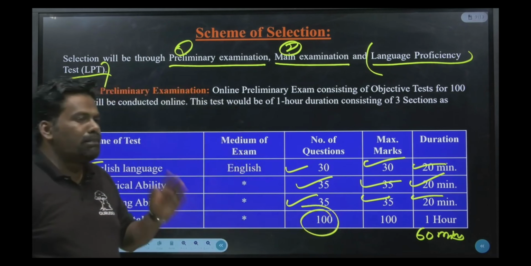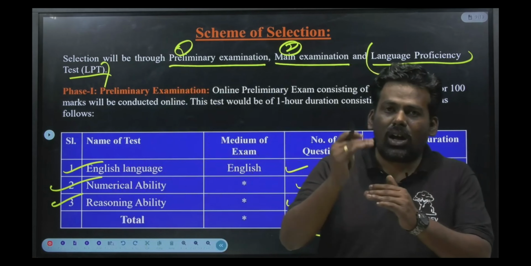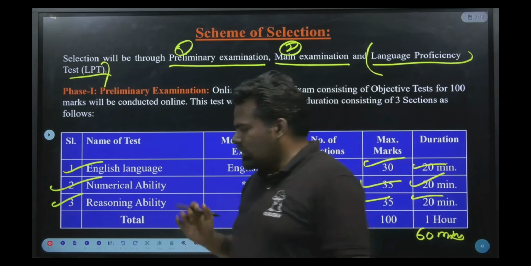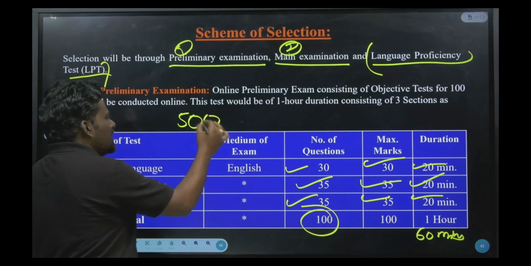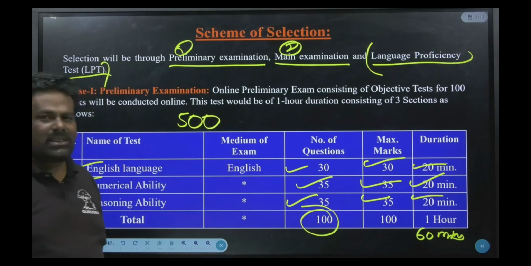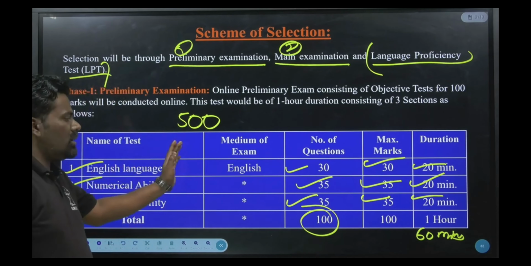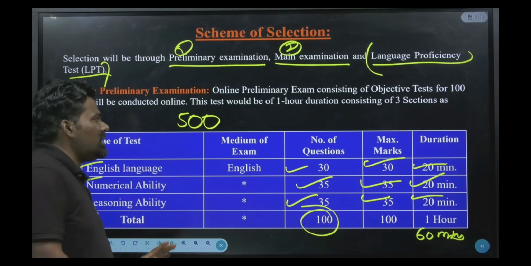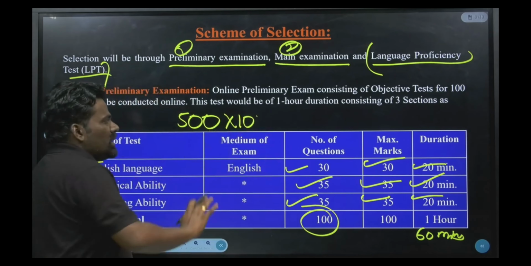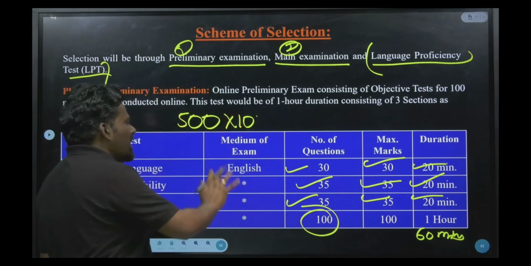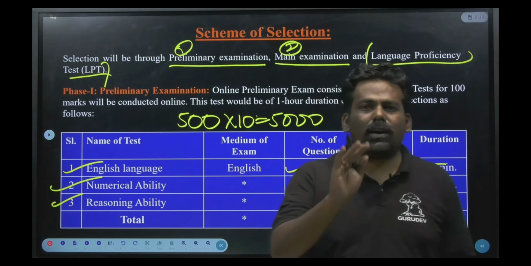And in those 60 minutes, you have to solve how many questions? 100 questions. The person who scores more marks in the preliminary examination will have an added advantage, okay? Now understand, you are applying for one particular circle, and the vacancy in that circle is 500. So what SBI does is, once the preliminary examination is done, it conducts the mains examination by keeping 10 times the vacancy for that particular circle. So in your circle, assume that there are 500 vacancies. So the first top 5,000 people will be eligible for the mains examination.